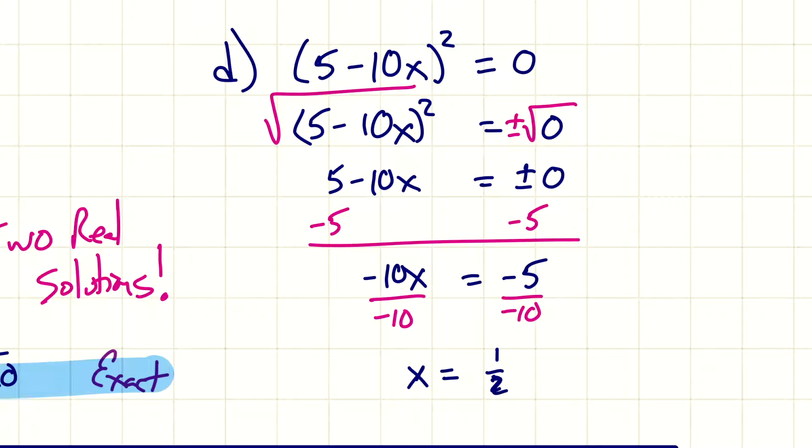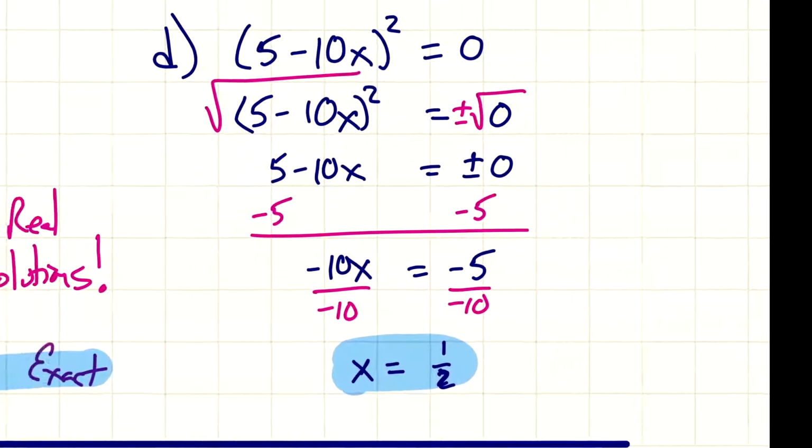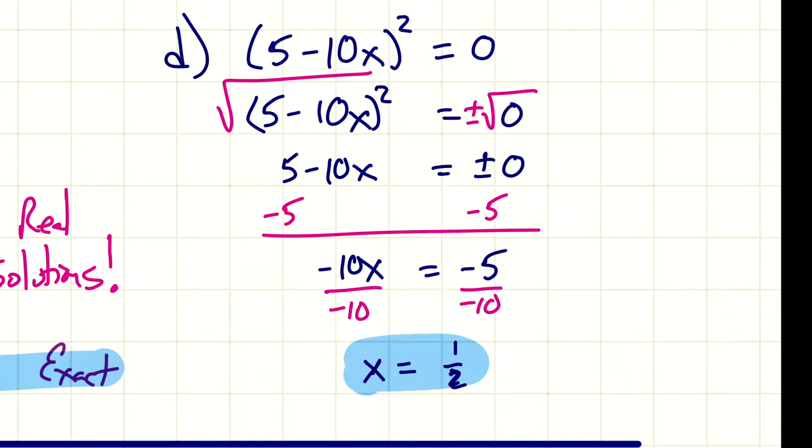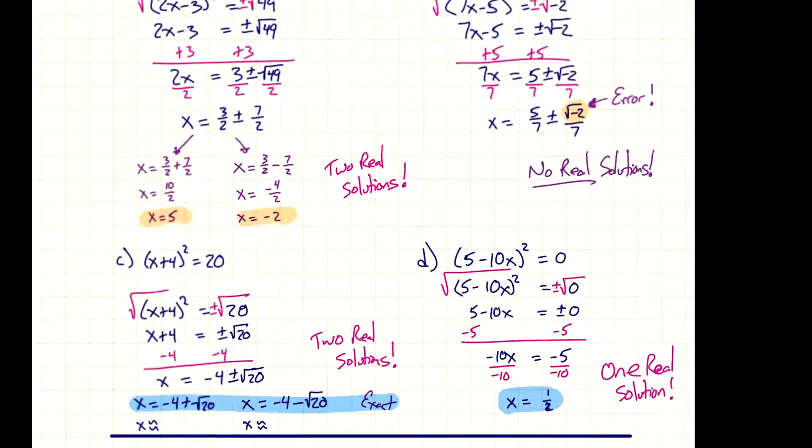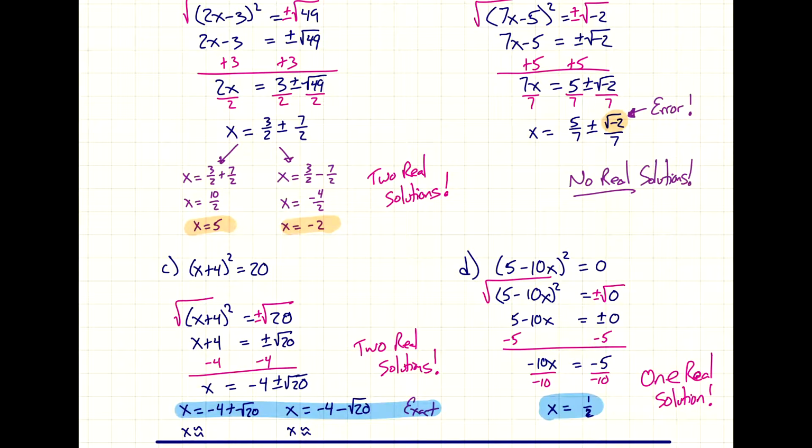All right, so you'll notice there's no more plus or minus on this one. So we no longer had two solutions. 1/2 is a real number. So I'm going to say that we have one real solution. All right. Okay, so if I just look at all four of these, let me highlight these if I can.